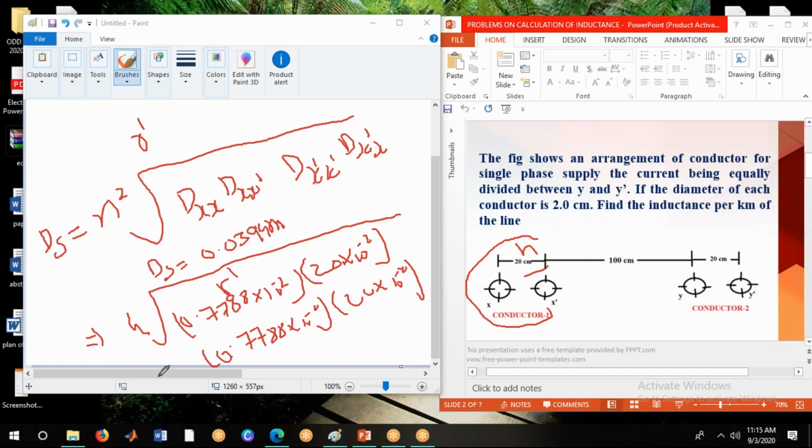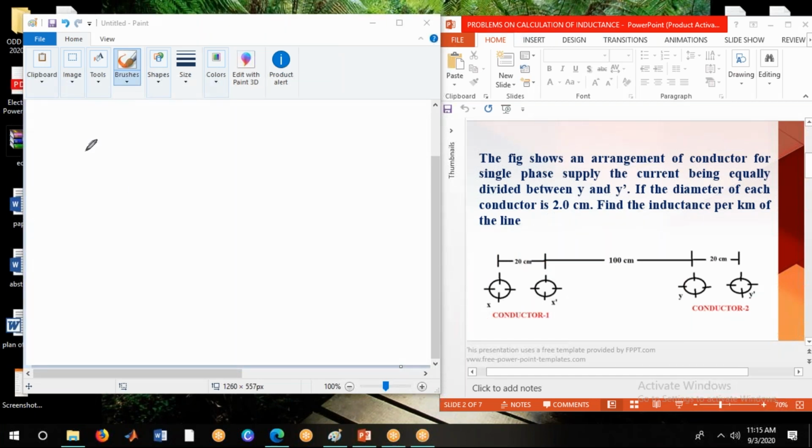So now after finding these two values, that is GMD and GMR, we go for the inductance formula. See the inductance formula: for one conductor it is 2 into 10 power minus 7. Here there are 2 conductors, so these 2 conductors are in parallel. So the equation is 4 into 10 power minus 7 ln dm by ds. What is the unit of this formula? Henry per meter, sir. Right, Henry per meter.